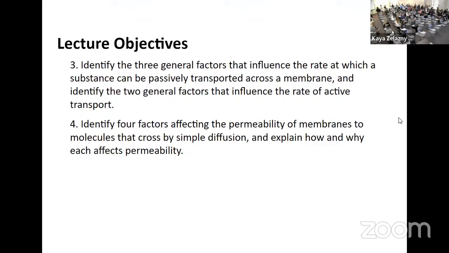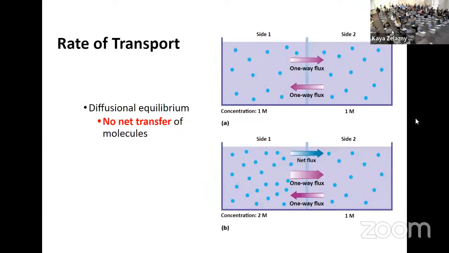So next we're going to be talking about transport. Hopefully this is going back to some material that you have seen before. When we're thinking about transport, we're thinking about movement across the membrane.